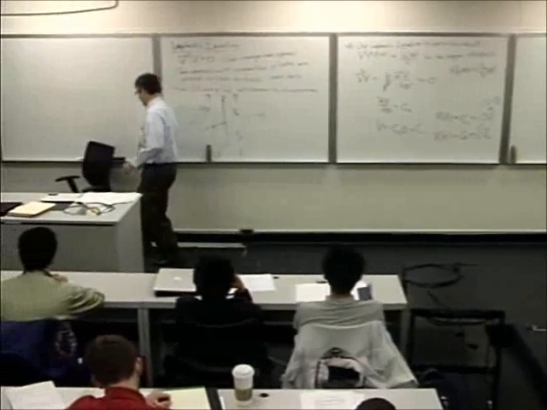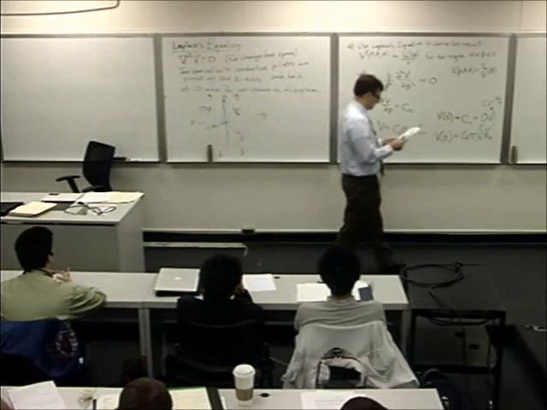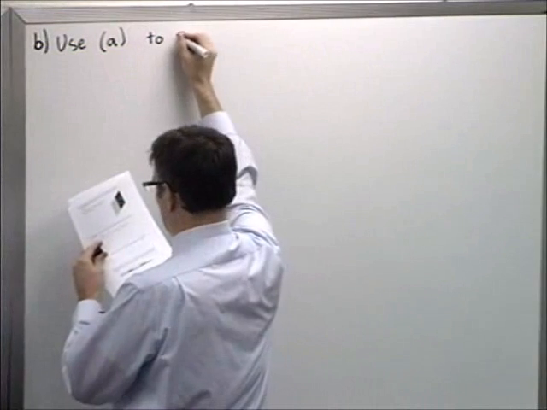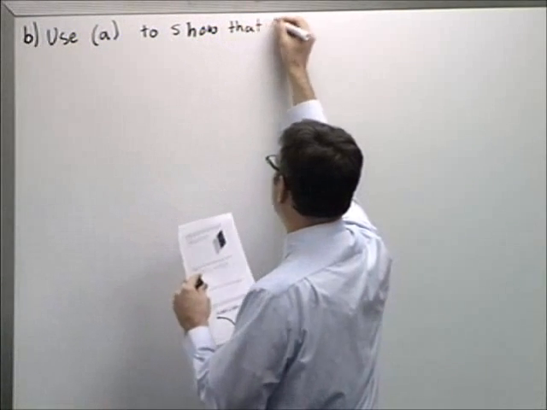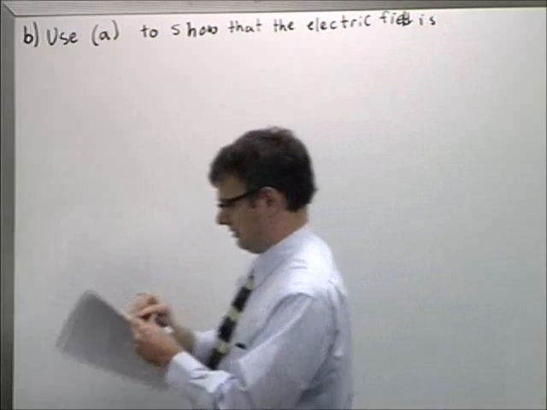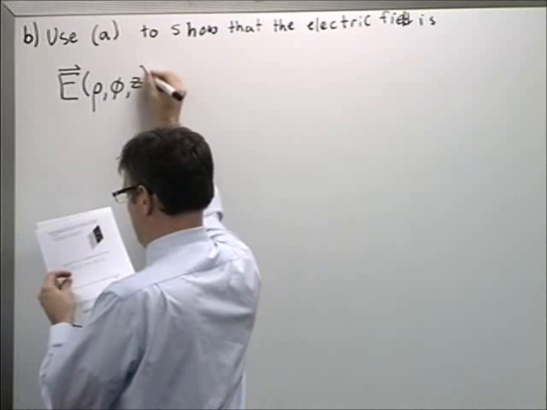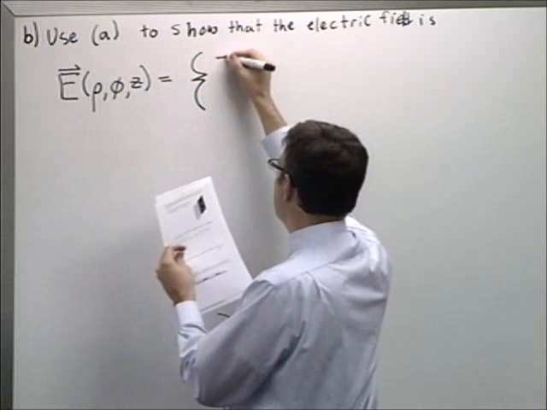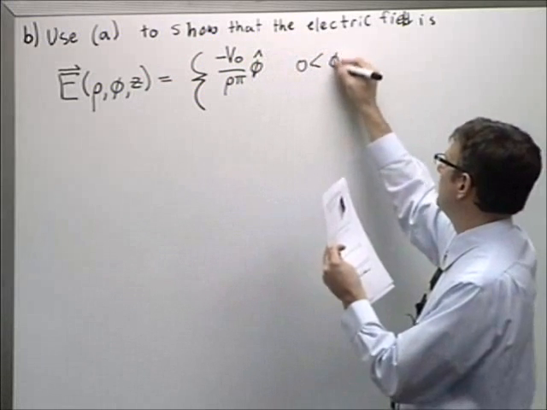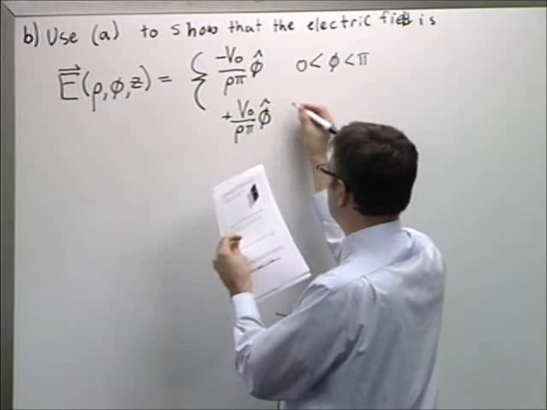Okay, let's try the next question. Use the voltage in A to show that the electric field for this problem is E vector as a function of rho, phi, and z is equal to negative V naught over rho pi in the phi hat direction for phi between 0 and pi, and positive V naught over rho pi in the phi hat direction otherwise.